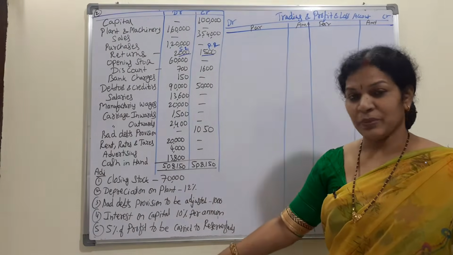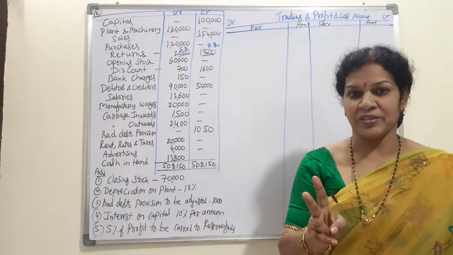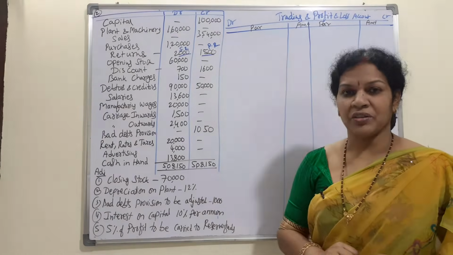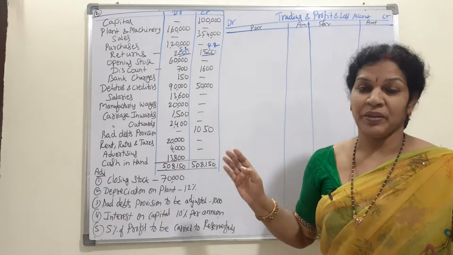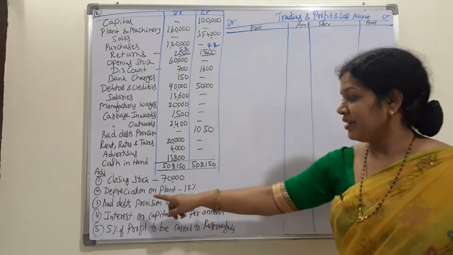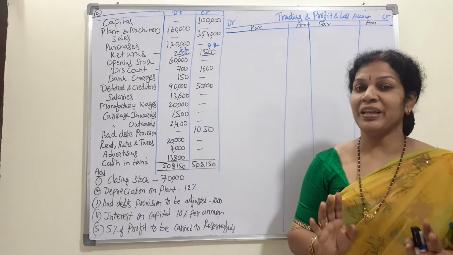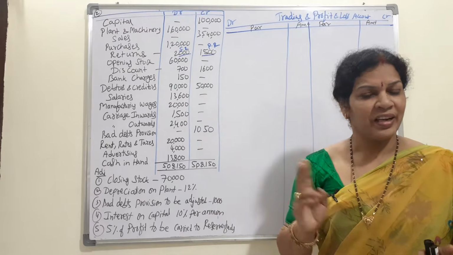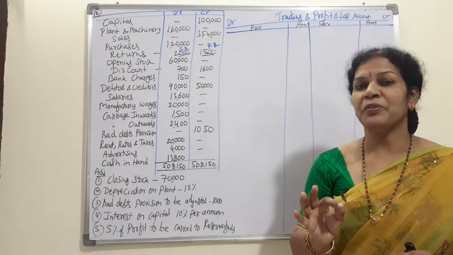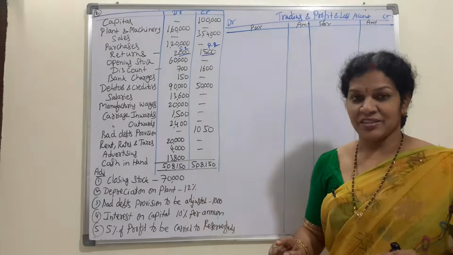Now coming to the adjustments, all adjustments appear twice. First one is closing stock: trading account credit side, balance sheet asset. Next, depreciation on plant: P&L account debit side because it is a loss, and the second time, in the balance sheet, deduct it from the plant on the asset side.